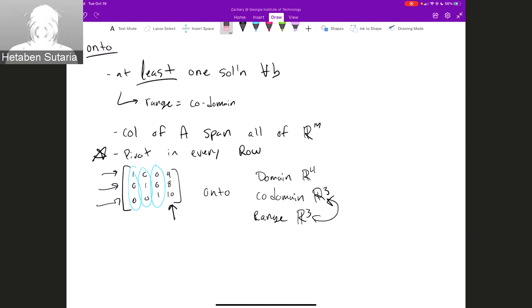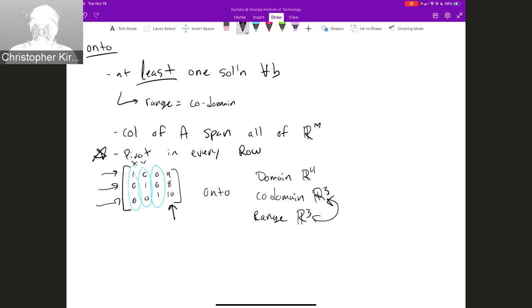Could you repeat that? If the last row is... wait, is it the last column? Okay, so the last column, because I was going to say onto means that's backwards, because then you wouldn't have a pivot in every row. Sorry, you're good. Does domain just mean number of variables? Yeah, it's your number of columns, like the first part when you just had equations.